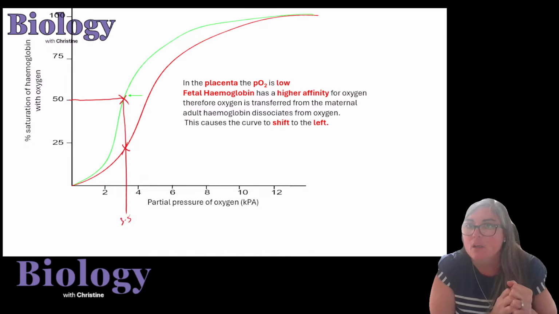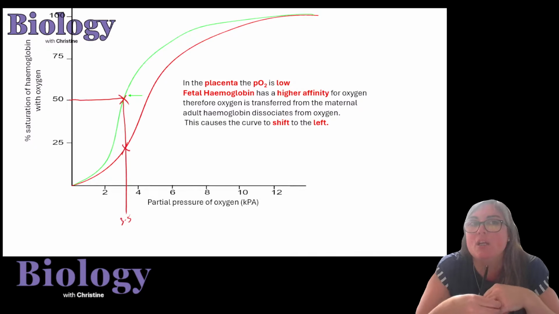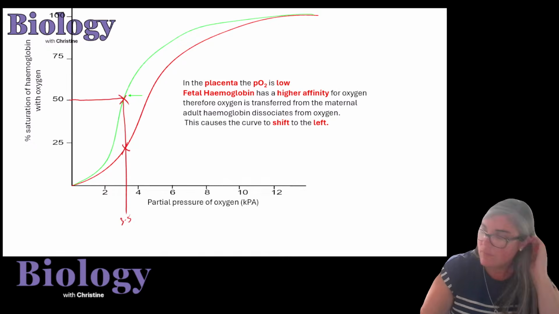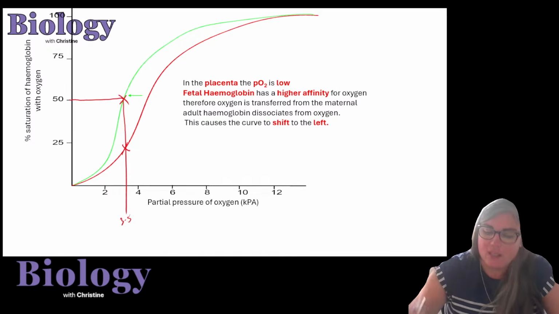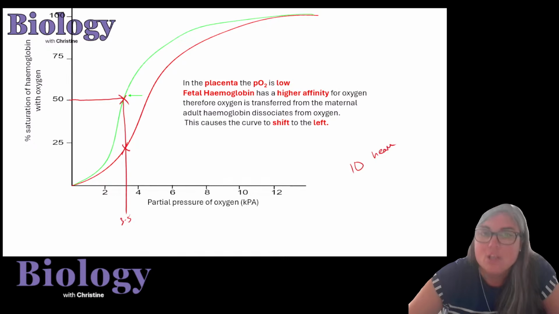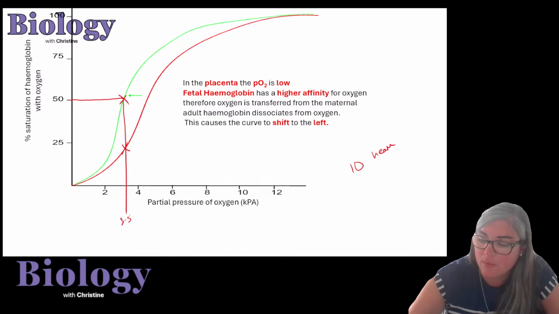What does the y-axis mean? The percentage saturation of hemoglobin. So basically, let me think this one through. If I had 10 hemoglobin molecules, okay? So if I have 10 hemoglobin molecules, if I can spell, might help.